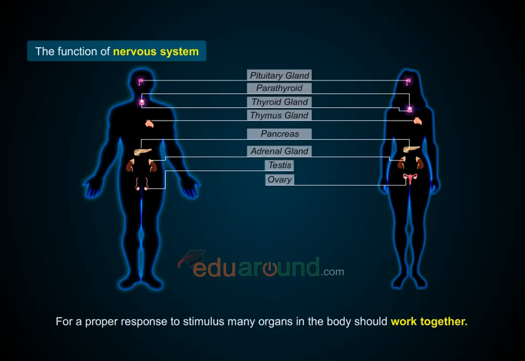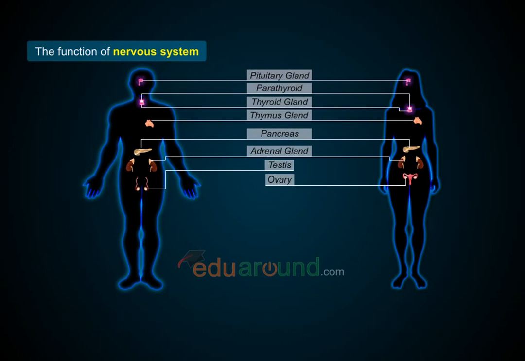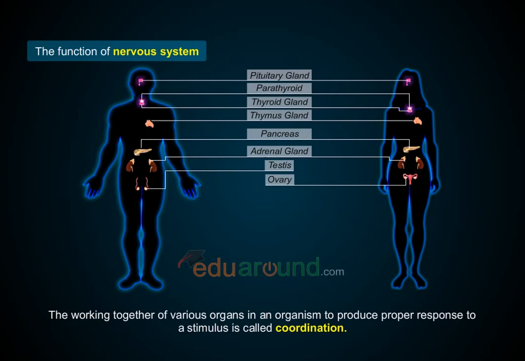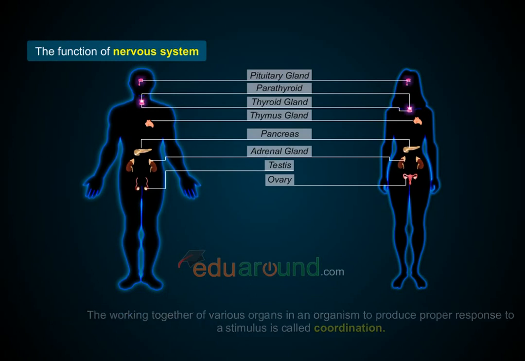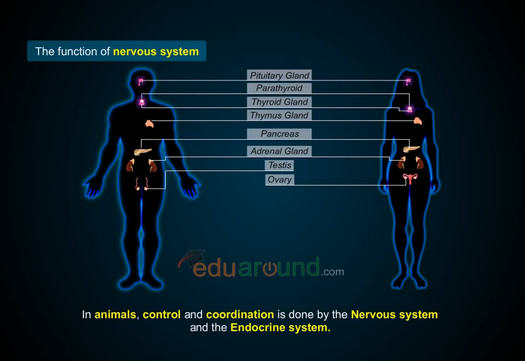For a proper response to stimulus, many organs in the body should work together. The working together of various organs in an organism to produce proper response to a stimulus is called coordination. In animals, control and coordination is done by the nervous system and the endocrine system.